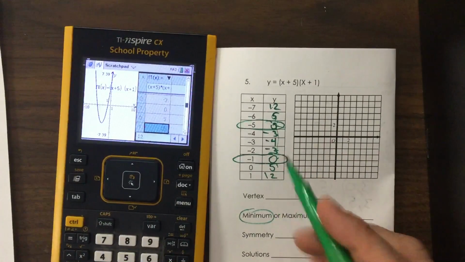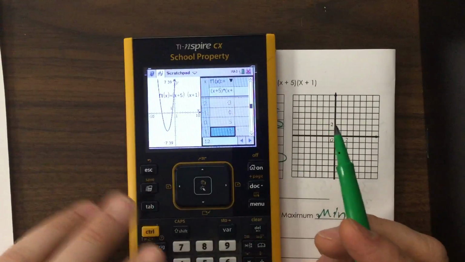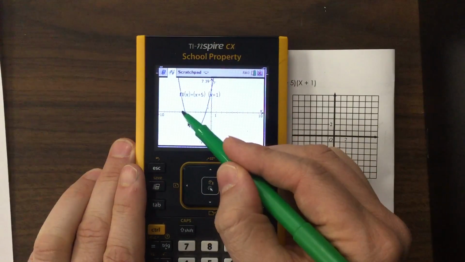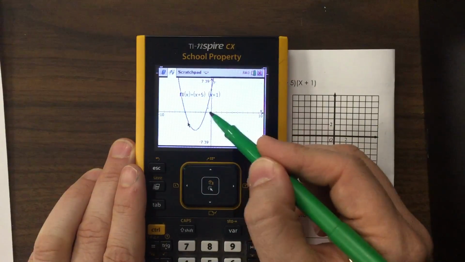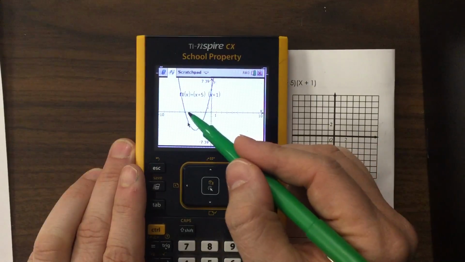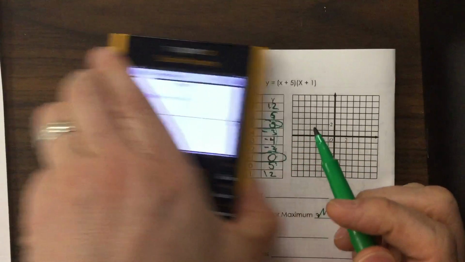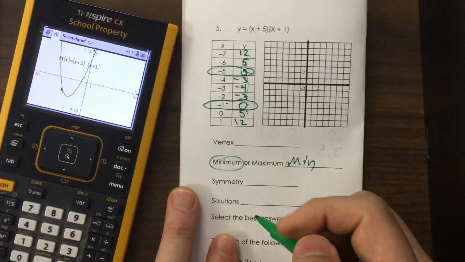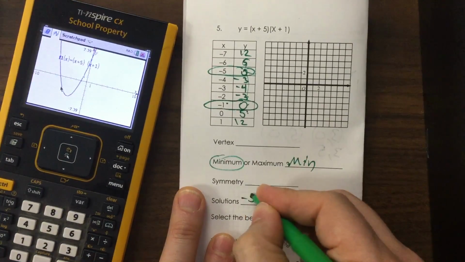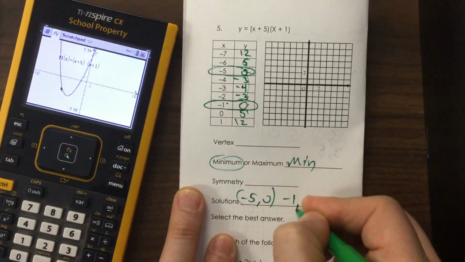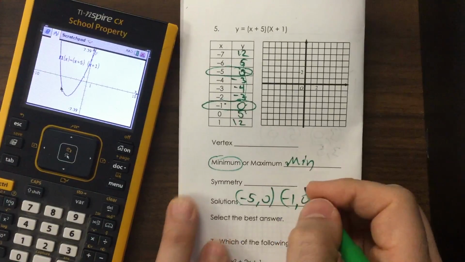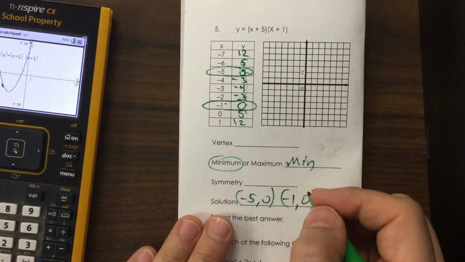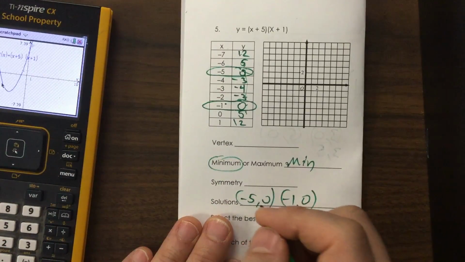And there they are for this one. On my graph, turn off my table, they're right here. That's negative 1, 0, and that's negative 5, 0. Same thing as what's right here. So I can already answer that one. Negative 5, 0, negative 1, 0. Lots of ways to get the same answer. You can get it by looking here, you can get it by looking at the table, and those are all really important to get used to.